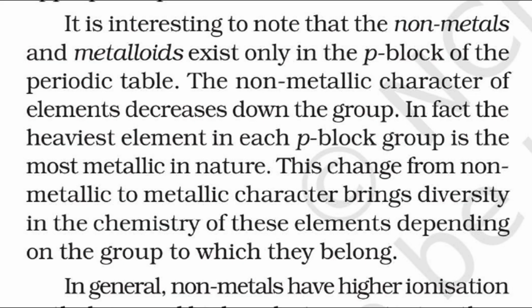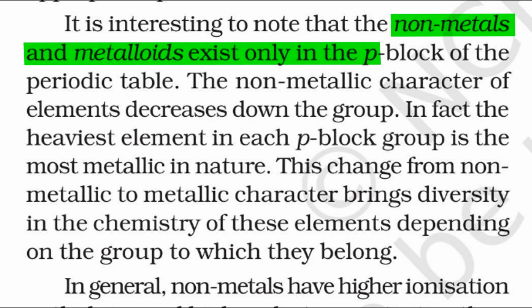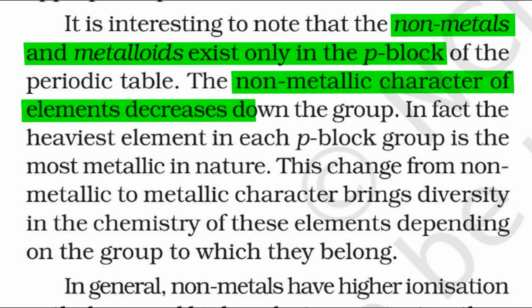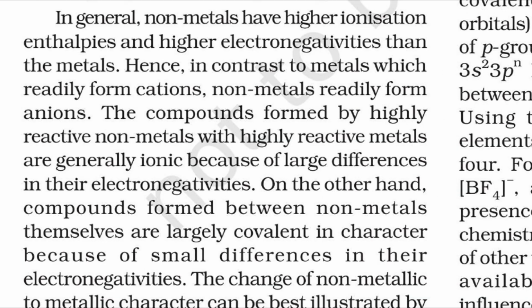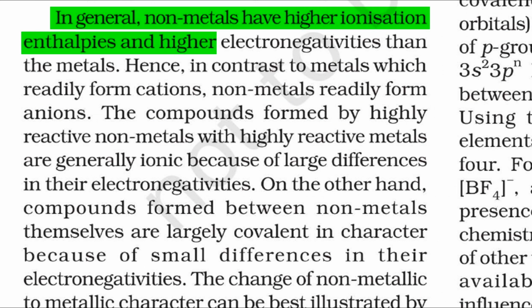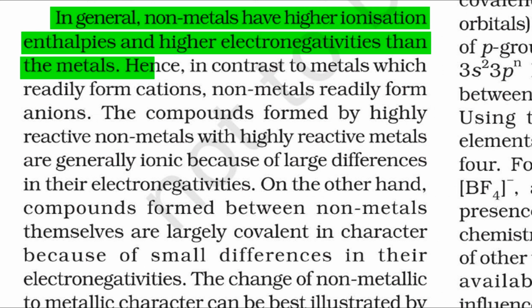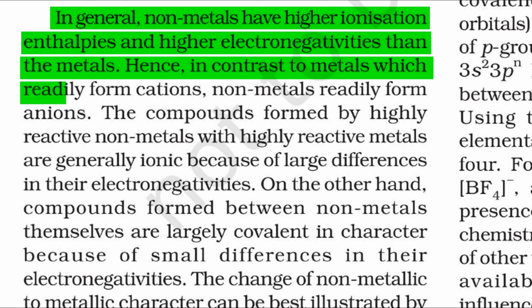Now let's come to the next paragraph. It says that non-metals and metalloids exist only in P block. Non-metallic character decreases down the group and metallic character increases down the group. This is obvious as you studied in the periodic table. Okay, so let's come to the next paragraph. In general, non-metals have higher ionization enthalpy and higher electronegativities than metals. Hence, in contrast to metals, which readily form cations, non-metals readily form anions.